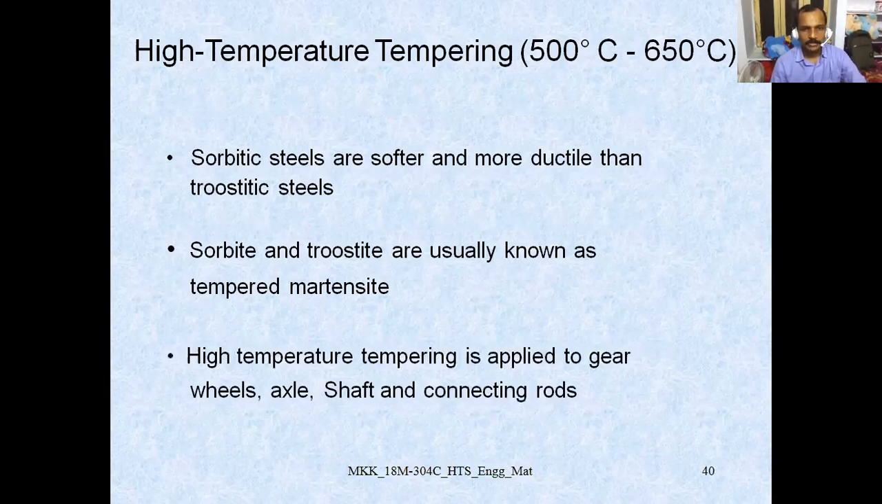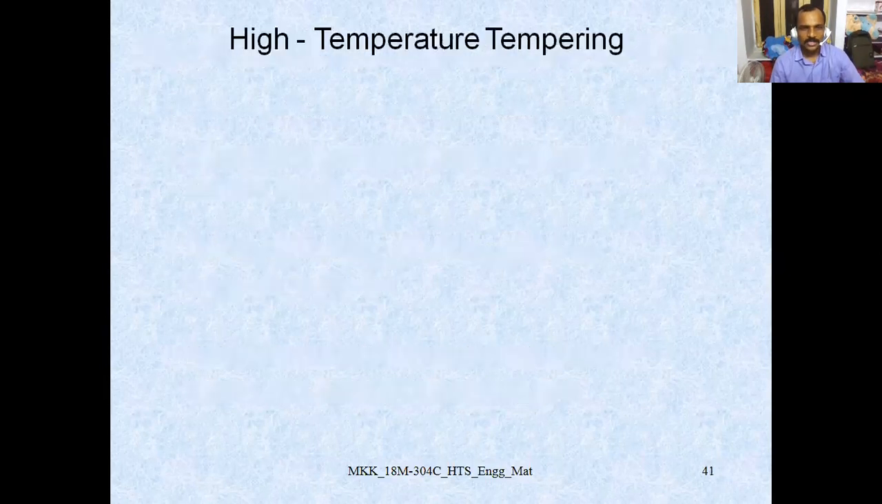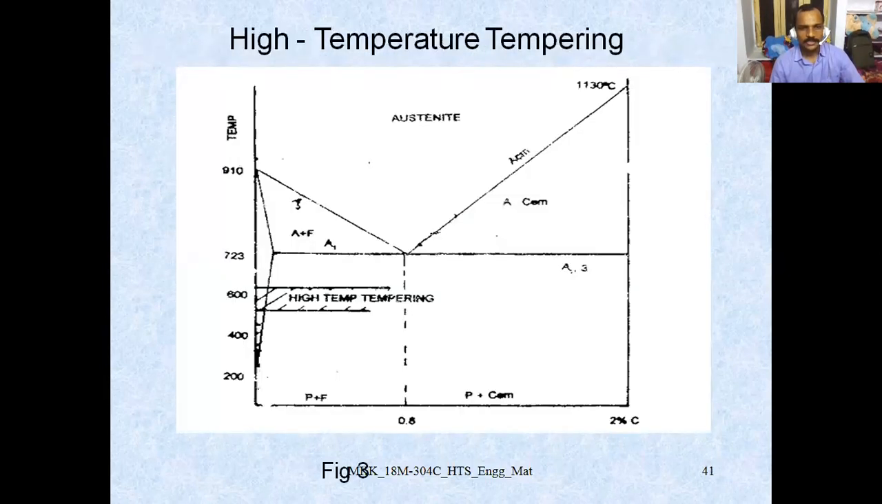High temperature tempering is applied for gears, wheels, axles, shafts, and connecting rods in the automobile sector. So here, this is the 500, 550, 600, 650 high temperature tempering range.